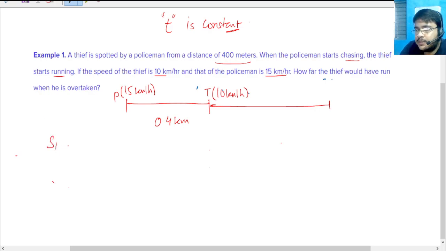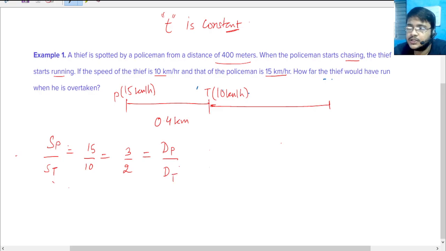Okay, so speed of the policeman by speed of the thief, 15 upon 10, which is 5 threes are 15, 5 twos are 10, so 3 is to 2. Now 3 is to 2, if this is the distance of the policeman also and the distance of the thief also. Now pay attention. Can you straight away put d_t is equal to 400?